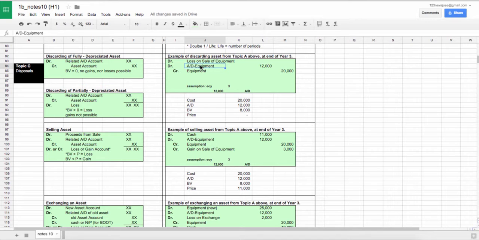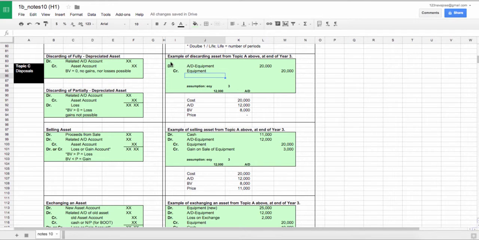So giving you an example here, you have equipment that basically cost you initially $20,000. If it's fully depreciated, you must have a total of $20,000 in the AD. So you're done. Now you don't need this because you have nothing in return, and you actually just simply get rid of it.